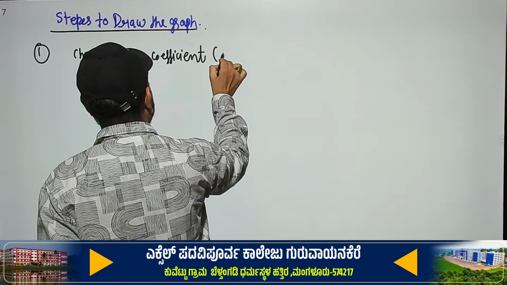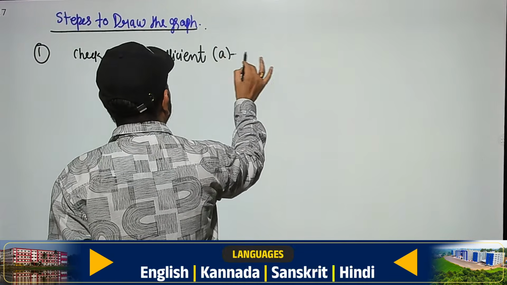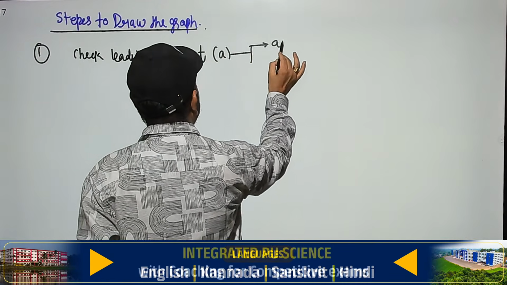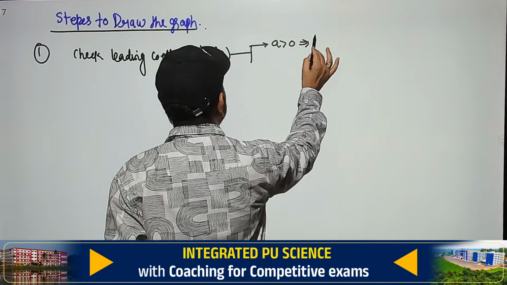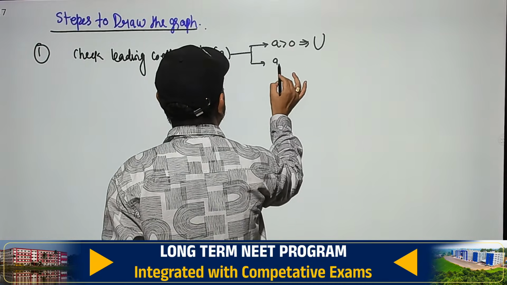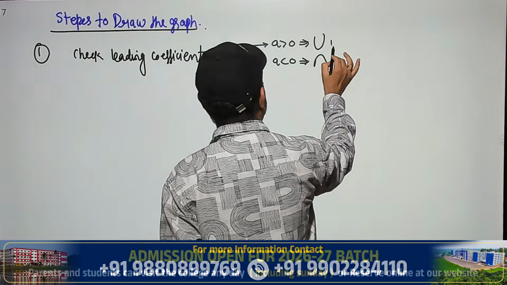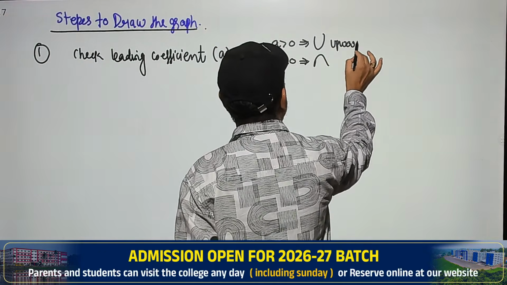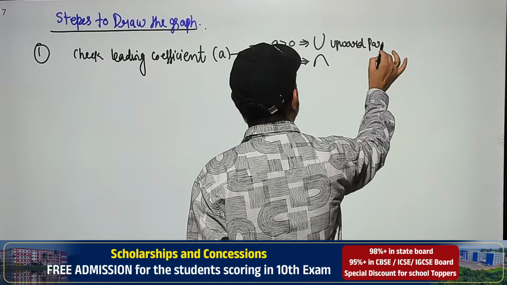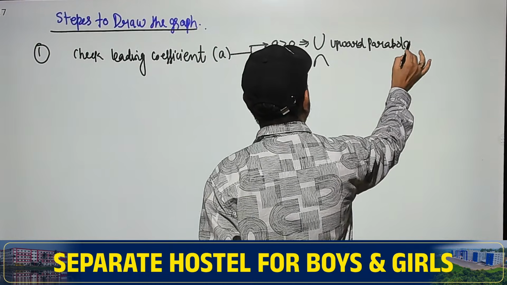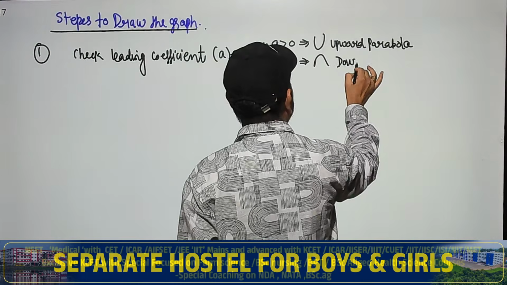What does A mean? If A is positive, the graph looks like this. If A is negative, it looks like this. What is this? An upward parabola. And what is this? A downward parabola.